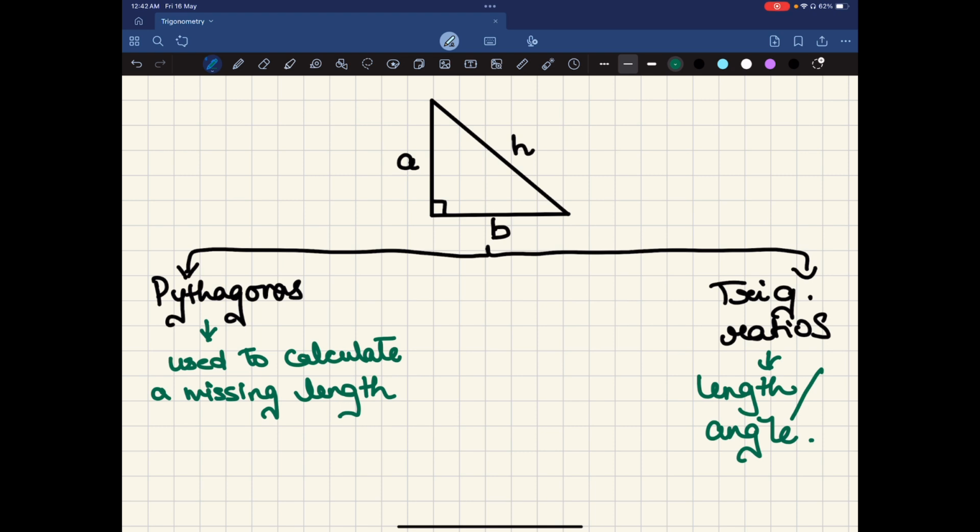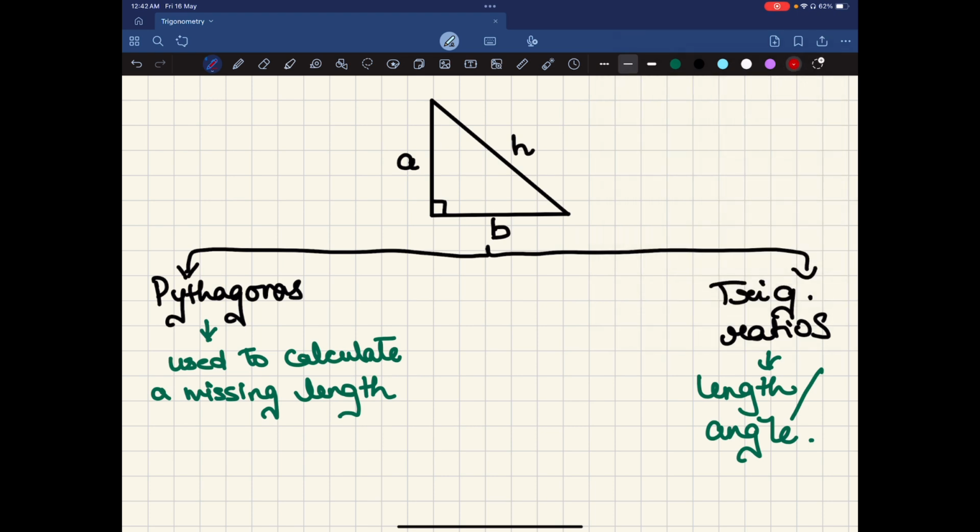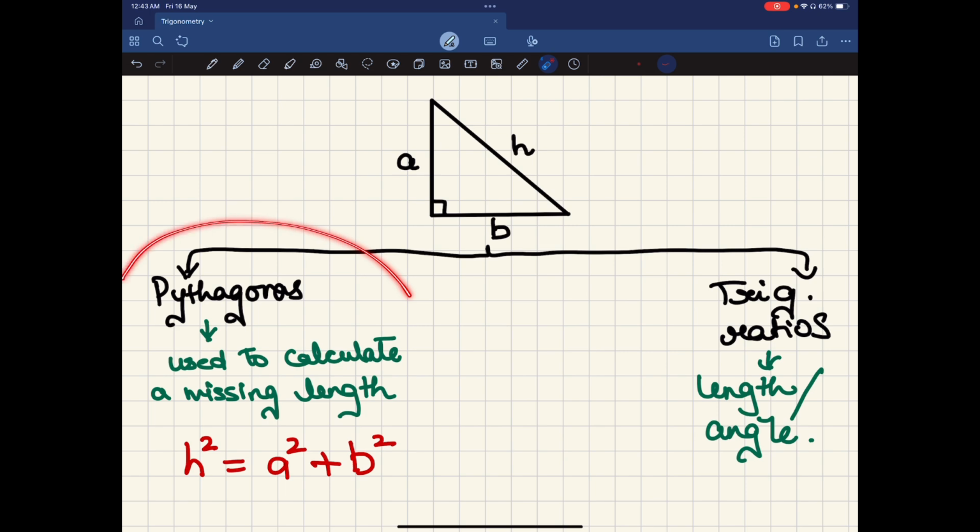Now, what is the Pythagoras theorem? The Pythagoras theorem basically states that h square is equal to a square plus b square. Okay, so h square, the square of the longest side, hypotenuse, is equal to the sum of the squares of the legs of the right angle triangle. Okay, so first we are going to focus on Pythagoras and later we're going to get into trig ratios.